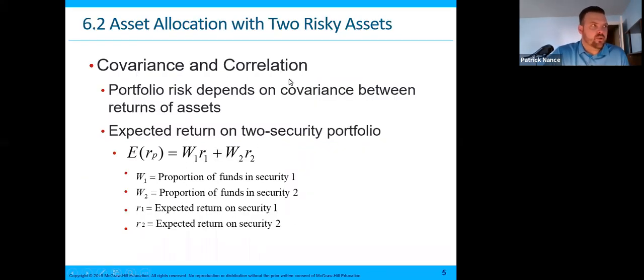So, covariance and correlation. Portfolio risk depends on covariance between the returns of assets. What they mean here is that if I've got multiple investments, and two of them happen to go the same way on a regular basis, meaning when the economy does well, they do well, and when the economy does poorly, they do poorly, then I'm not gaining anything through diversification.